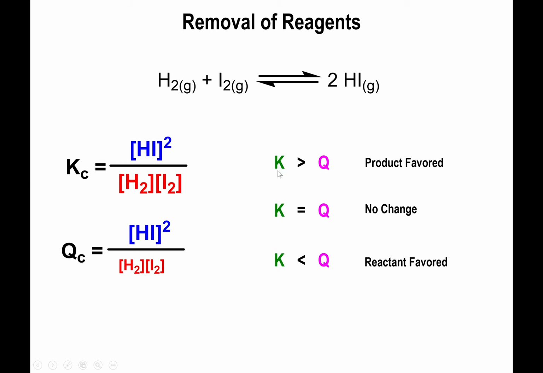So if you set this up alphabetically and just compare the values of Q and K, or at least the proportions of Q and K to each other, you can tell whether this will be shifting to the product side or not. All right, in the case where Q ends up being larger because you made the reactant concentration smaller, Q is larger than K, so that means that you're going to be shifting to the reactant side. Another way to put it is that you remove reactants, so the equilibrium shifts to the side where you now need more reactants.